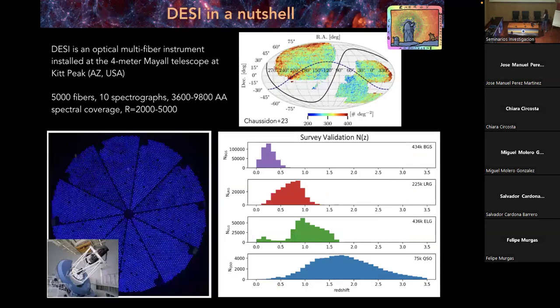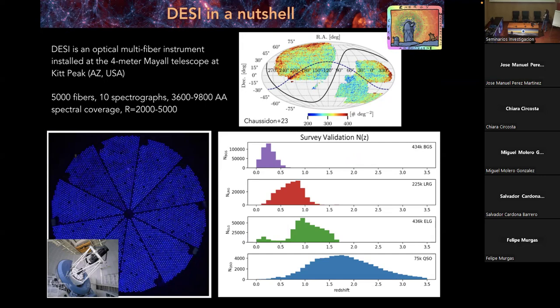And then just some quick details about DESI. It's an optical multi-fiber instrument installed at the Mayall telescope at Kitt Peak in the USA. Here in the picture, you can see the focal plane and the telescope. It has 5,000 fibers, 10 spectrographs, and a wavelength coverage between 3,600 and 9,800 angstrom. The resolution is up to a factor of 2 better than SDSS.